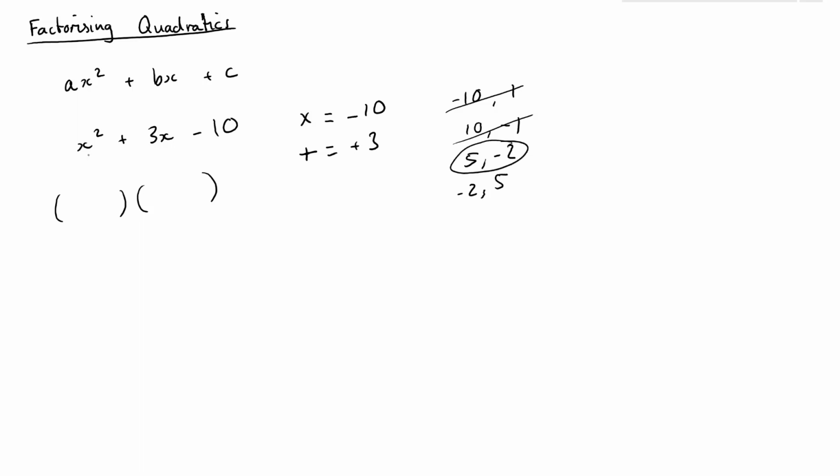We're going to put an x at the start of both of these brackets so that when we expand the brackets, we multiply these 2 together and that becomes x squared. Then we're going to have plus 5 in one of them and minus 2 in the other. And that is your factorized quadratic.